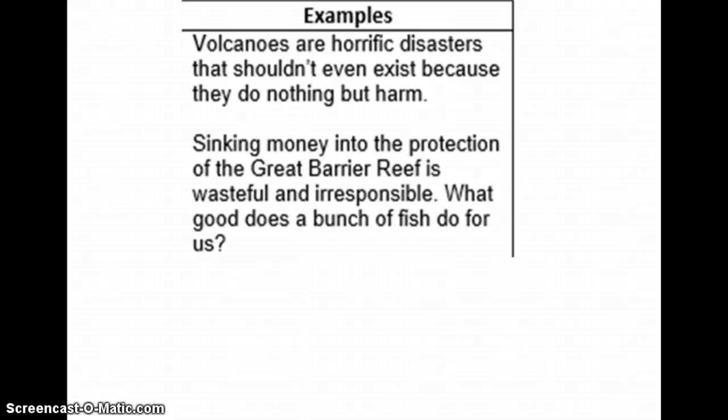Examples of that. Volcanoes are horrific disasters. You see those words are very negative in tone. That shouldn't even exist because they do nothing but harm. Hopefully your highlighting can be straighter than mine, guys. But as you can see, this passage has negative words, right? It has a negative tone against volcanoes.